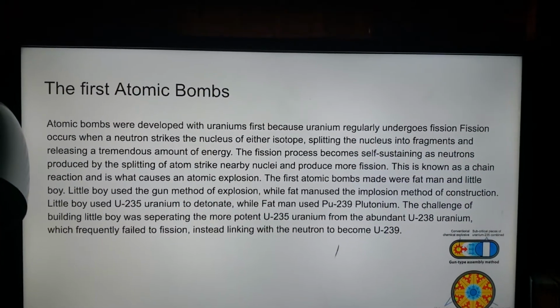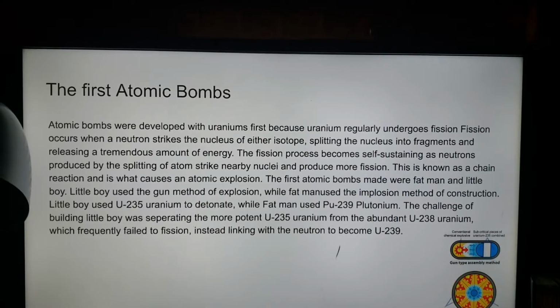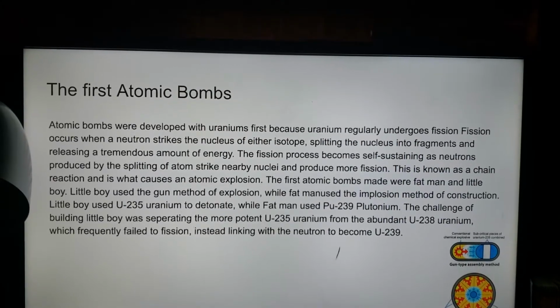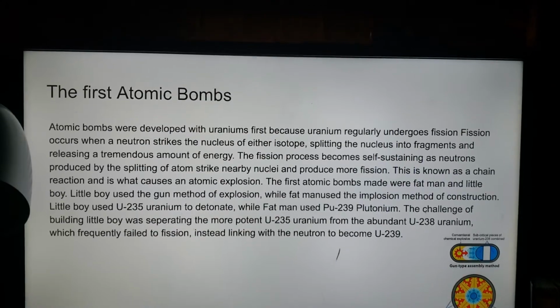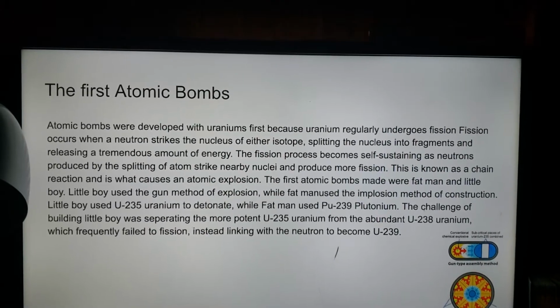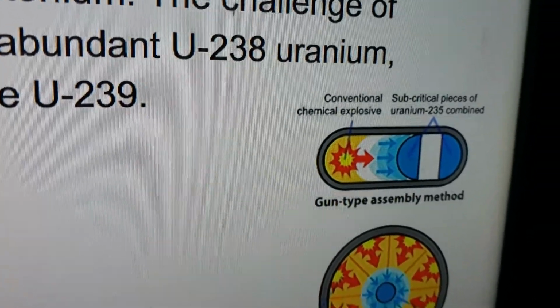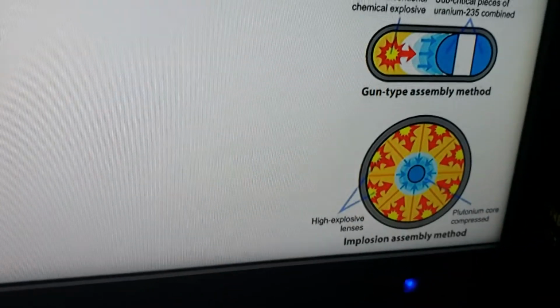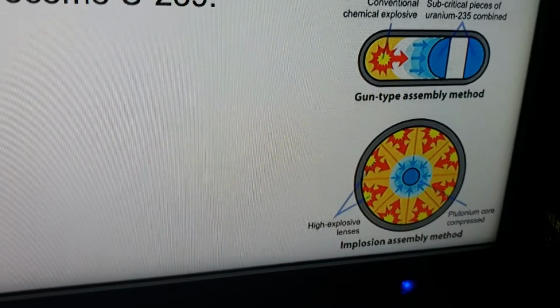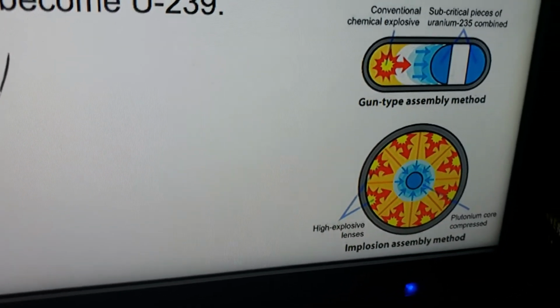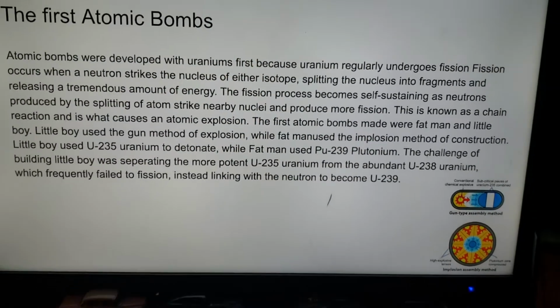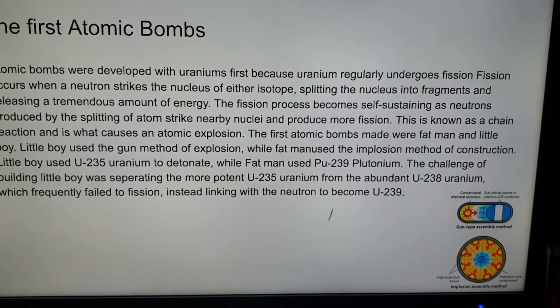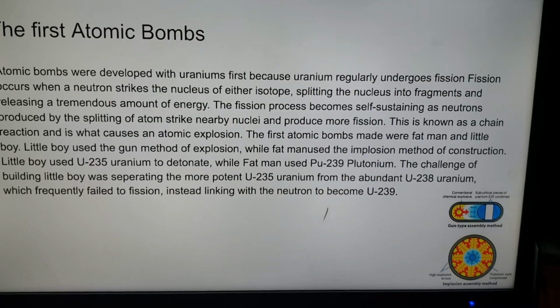So, like I said, the first two atomic bombs were Little Boy and Fat Man. Little Boy used a gun method of explosion, where a conventional explosive hits the heavy element, and then that causes the chain reaction. And then Fat Man used an implosion method where the explosives went around the heavy element. Little Boy used uranium, and Fat Man used plutonium.